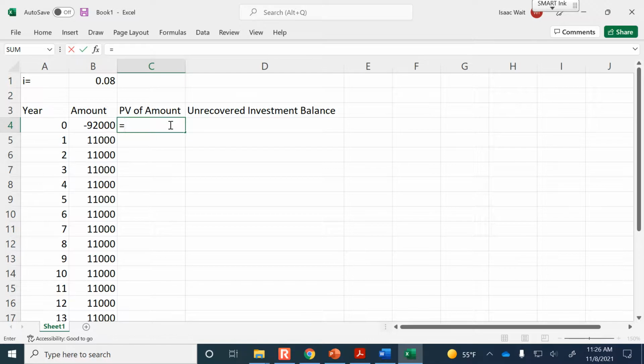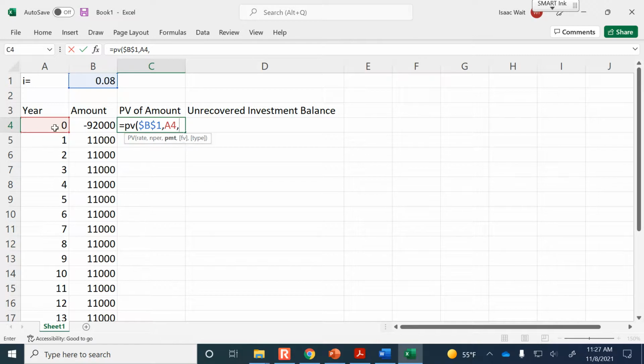So we can use the PV function, lock into the reference on the 8% interest rate. Pressing the F4 button gives me those dollar signs, comma. Now for the number of periods, it's just our time because we're taking it from the future to the present. So the further forward in time we are, we want n to be larger.